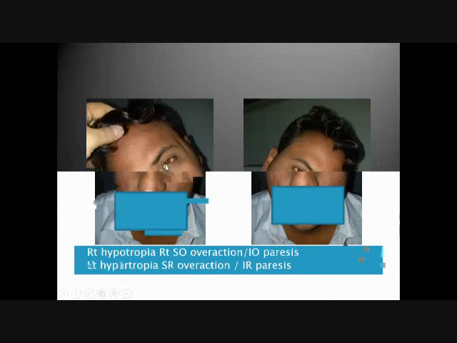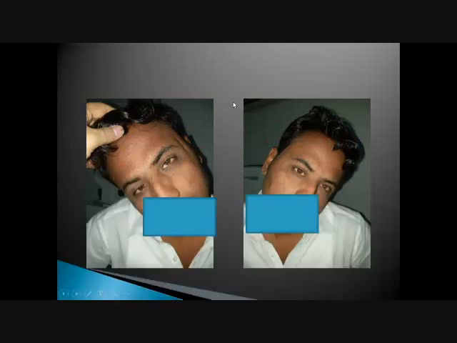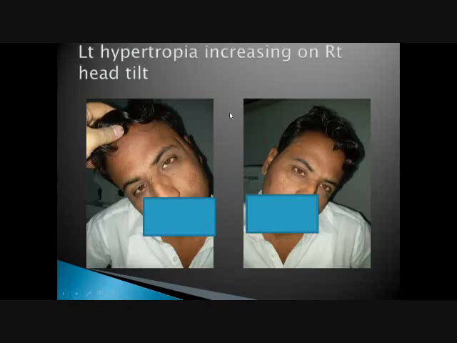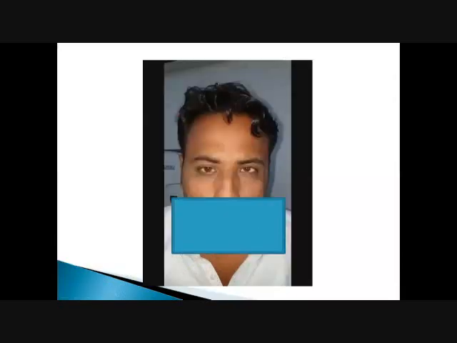You can see on the left tilt, there is hardly any difference. But on the right head tilt, you can see the limbus of the left eye, but you can't see the limbus of the right eye. So the left hypertropia is increasing in the right head tilt. So we have to do these maneuvers in each case of vertical deviation. So the left hypertropia increasing on right head tilt.